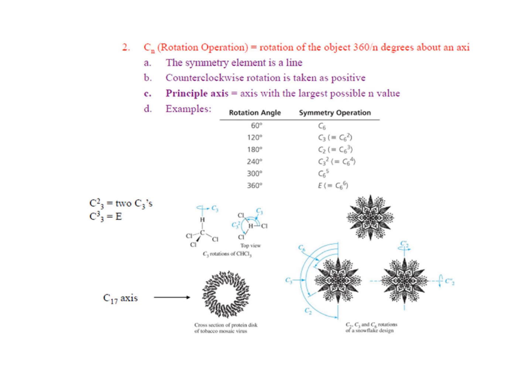A 120 degree rotation produces an operation of C3. 180 degrees is C2. I gave you the example of the 180 degree rotation when I told you about the water molecule, in which the axis of symmetry passes through oxygen and the two hydrogens move. 240 degrees is equal to C3 squared. 300 degrees is equal to C6 to the power of 5, and 360 degrees is equal to identity.